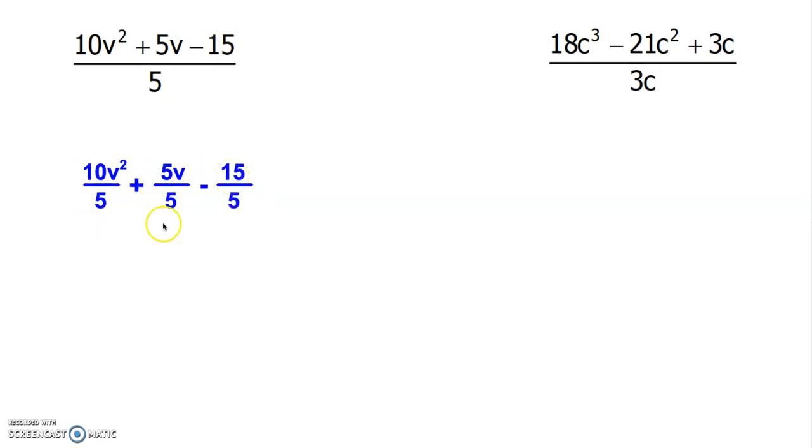Now I do each division separately. So 10v squared divided by 5 is 2v squared. 5v divided by 5 is just 1v, minus 15 divided by 5, which is just 3. This problem here is on your own. Be careful here when you're dividing the 3c by itself.